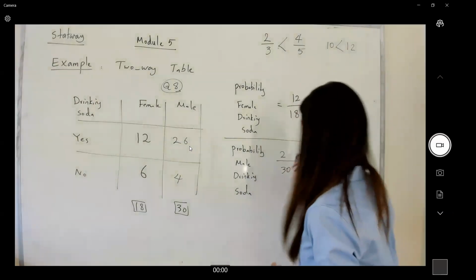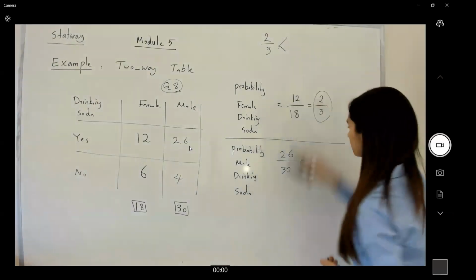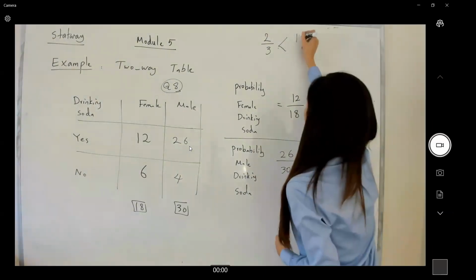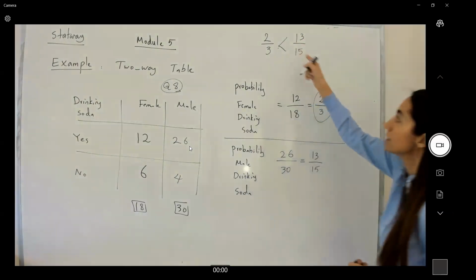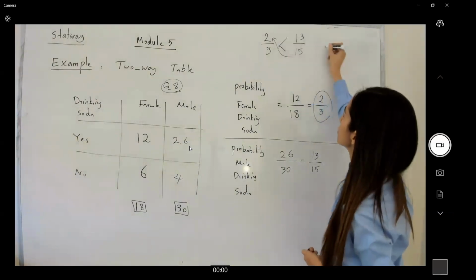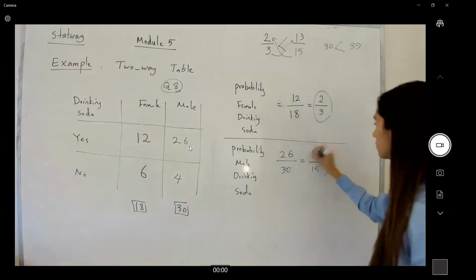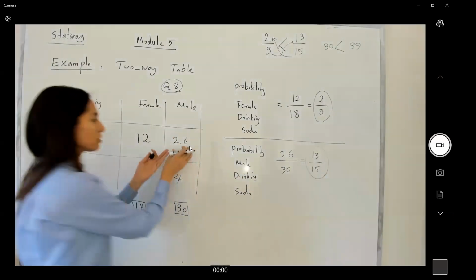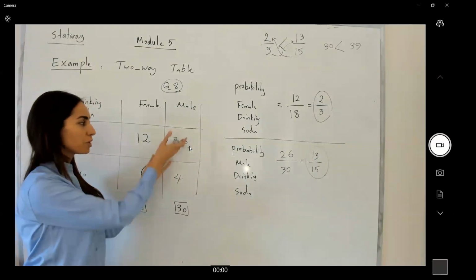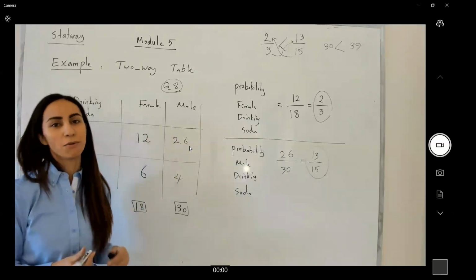26 over 30. Then 13 over 15. Of course, 2/3 is less than 13 over 15. Here, if you multiply these two, you get 30, which is less than 39. You can make changes. You can use 27 and 3, 28 and 2, 29 and 1, and much more.